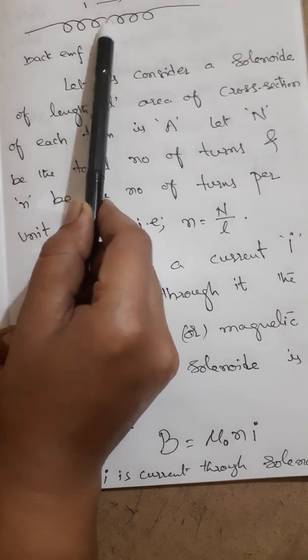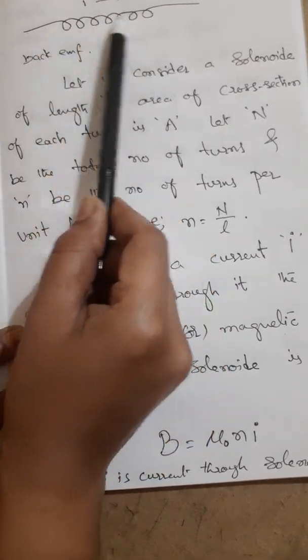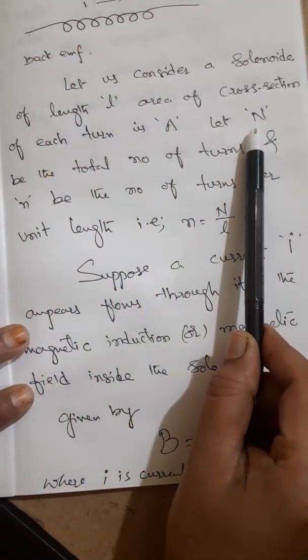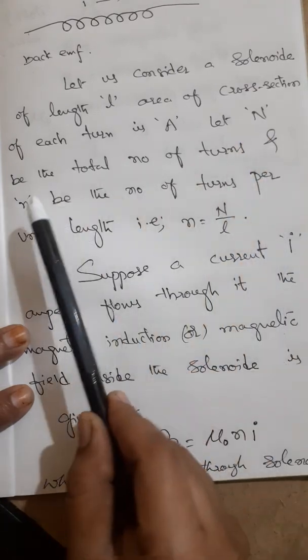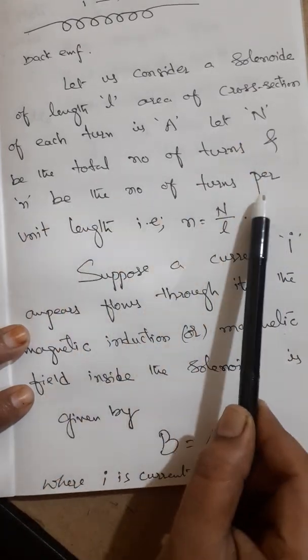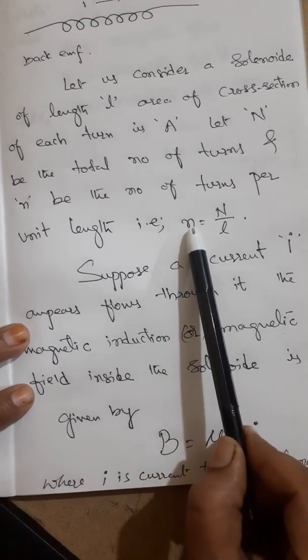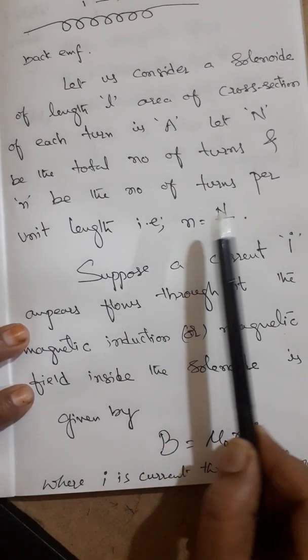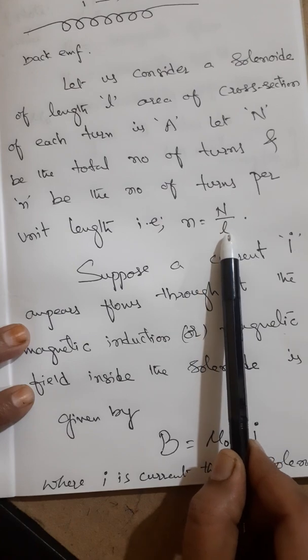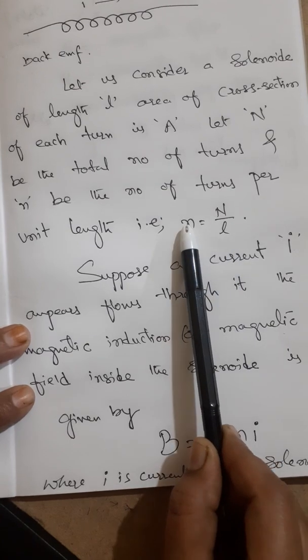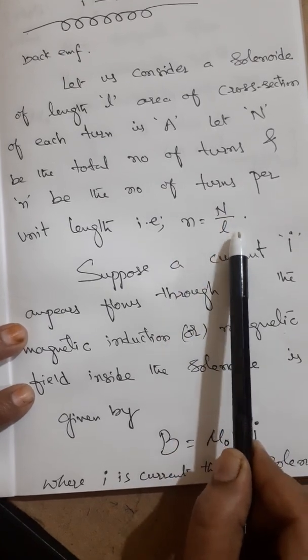Here the total number of turns we have taken as capital letter N, and small letter n is the number of turns per unit length. So here we know that the number of turns per unit length can be written as the total number of turns divided by the total length. So n is equal to N by L.